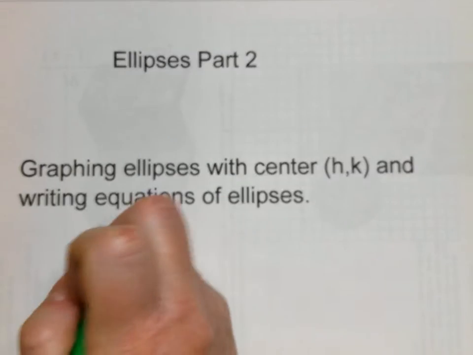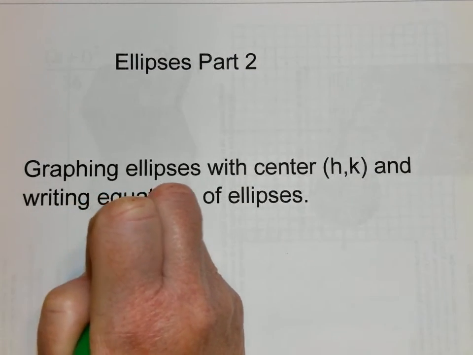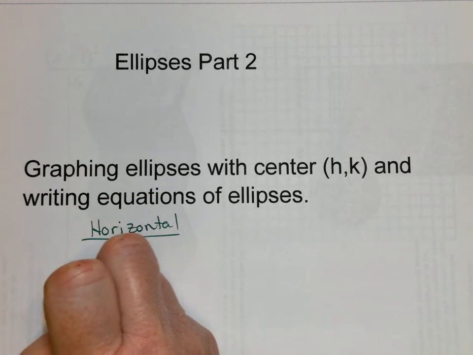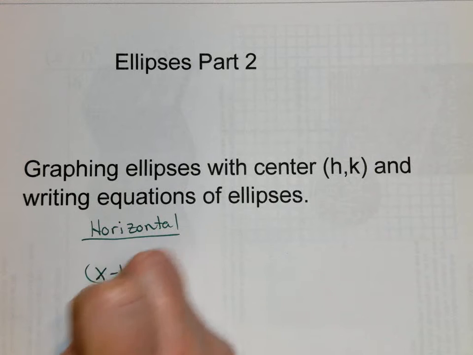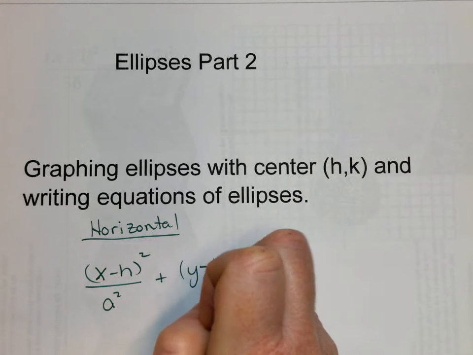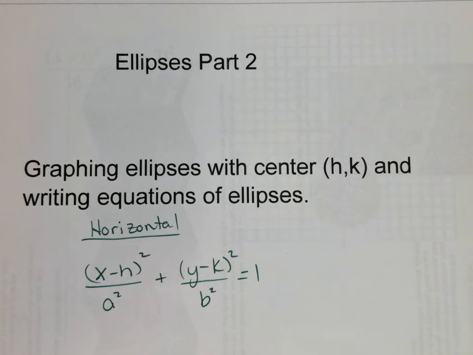Here we go. So we have, for a horizontal ellipse, (x minus h) squared over a squared plus (y minus k) squared over b squared equals 1. That moves our center now to (h, k).